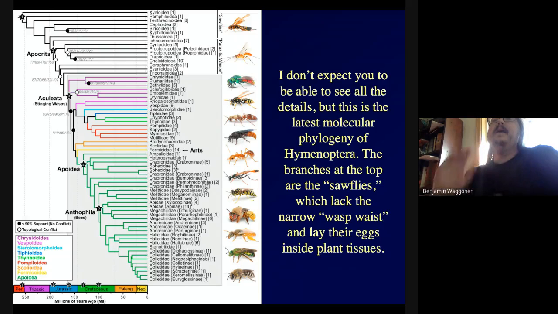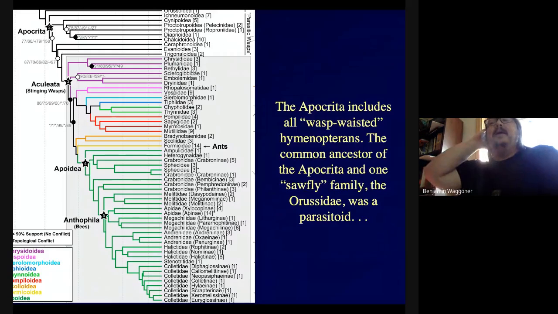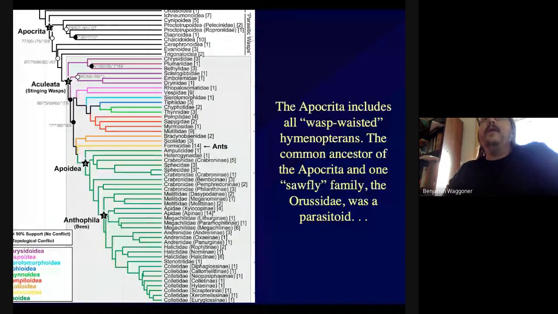If we zoom in a little bit, there is one of the nodes on the tree, one of those branch points, labeled with a black star, is the apocrita. That includes all of the wasp-waisted hymenopterans, the ones with this very narrow connection between the thorax and the abdomen.